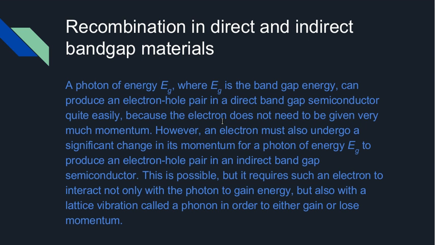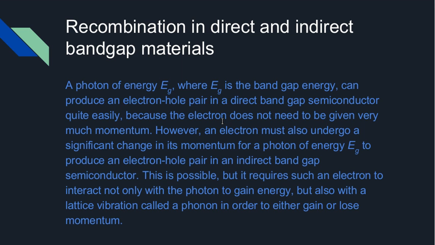Now let us discuss recombination in direct and indirect band gap. To shift an electron from the highest energy state in the valence band to the lowest energy state in the conduction band in direct band gap semiconductors, the momentum required is very small or negligible. A photon of energy Eg, where Eg is the band gap energy, can produce an electron-hole pair in direct band gap semiconductors quite easily because the electron does not need to be given very much momentum.